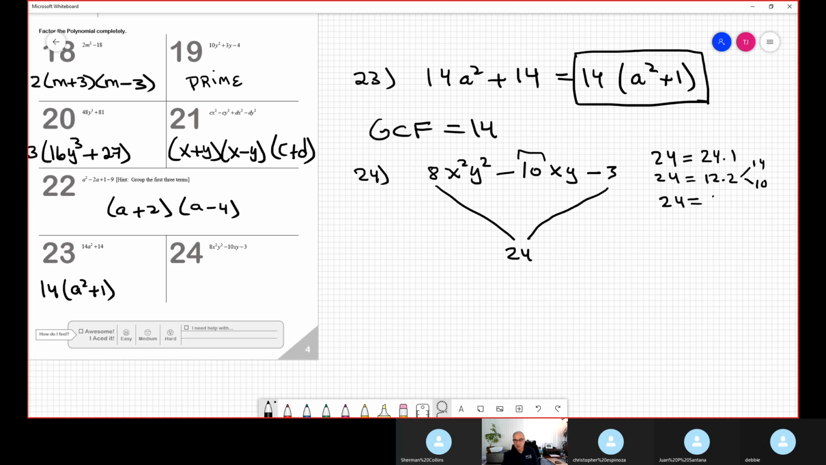24 by 3 is 8 and 3. 8 and 3, you never get 10. However, 24 is 6 and 4. And 6 and 4, when you're adding, is 10. Now you have two possibilities of 10.